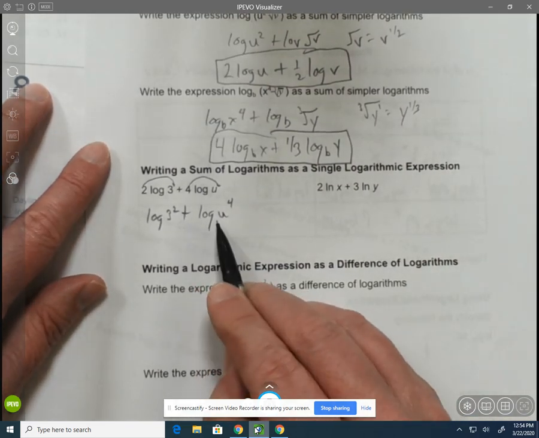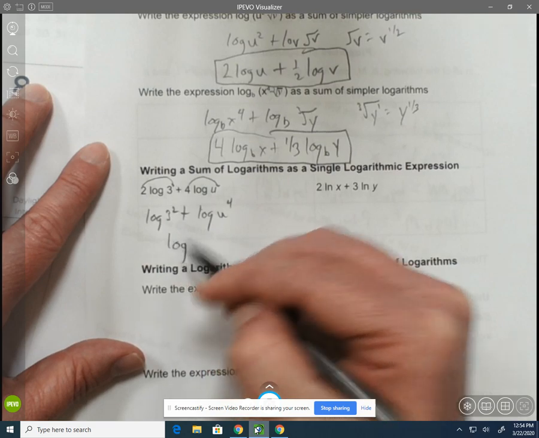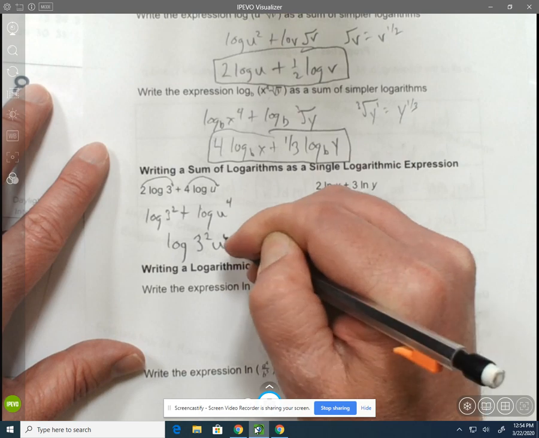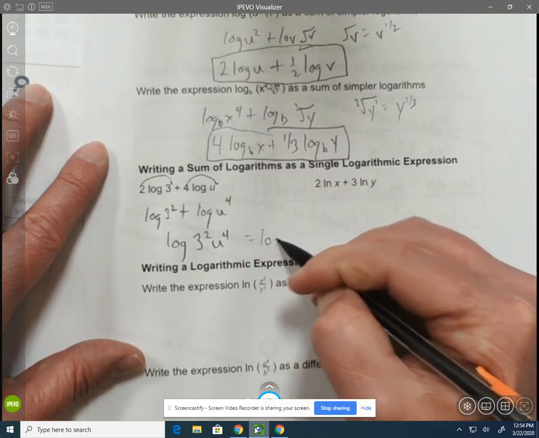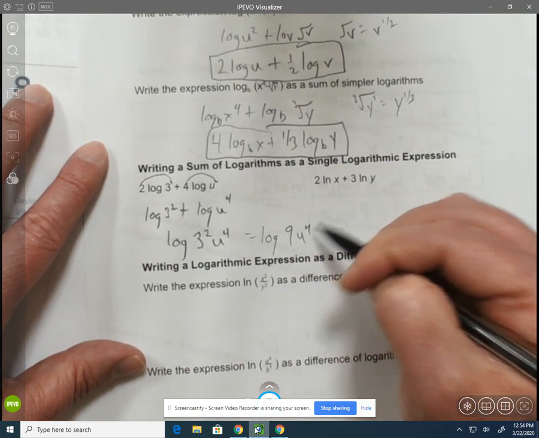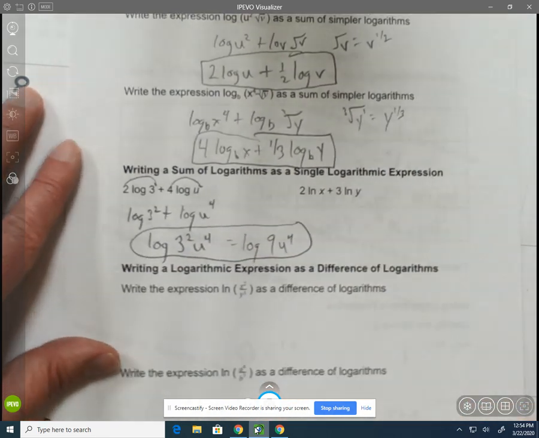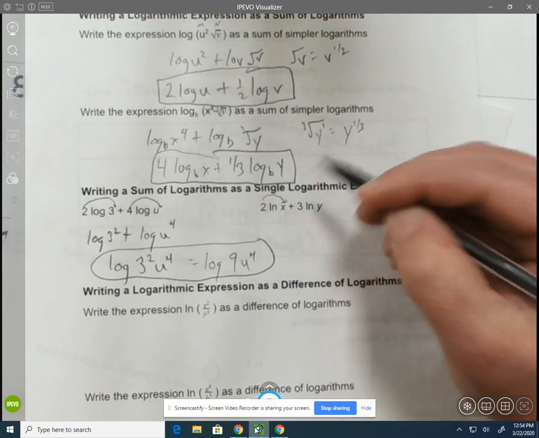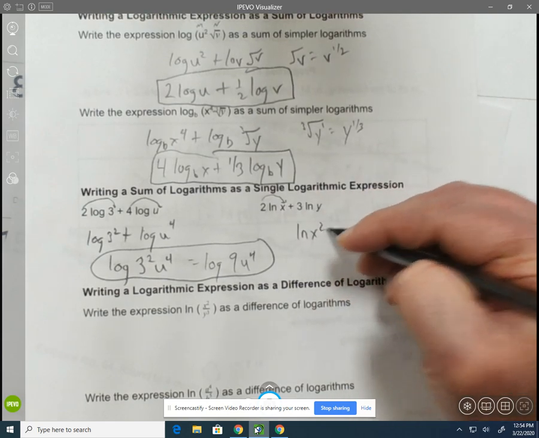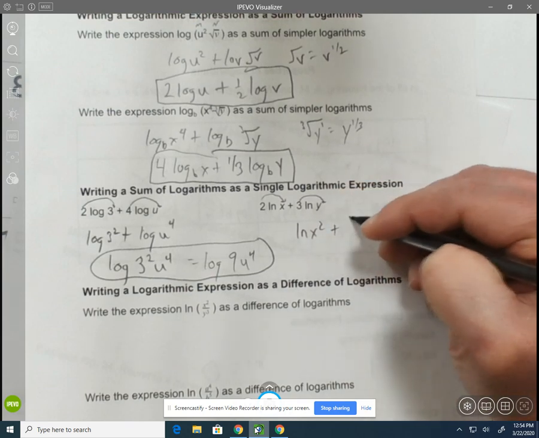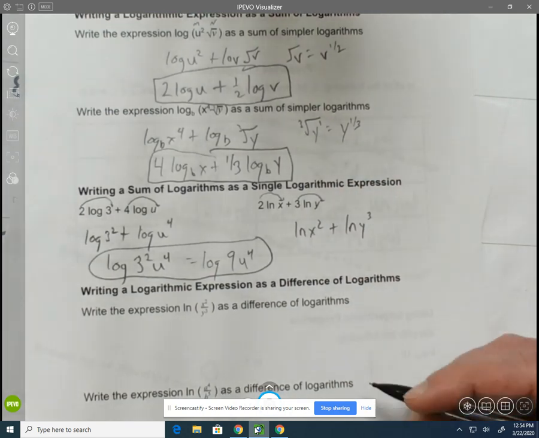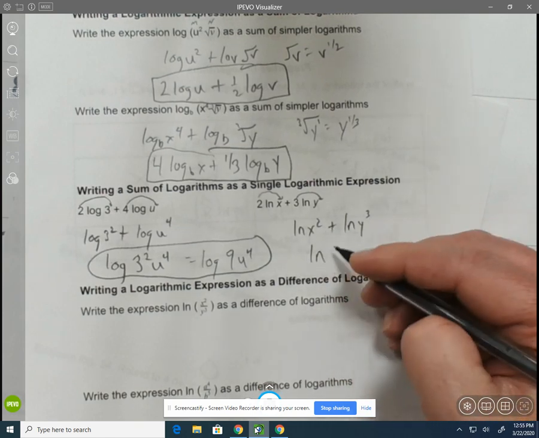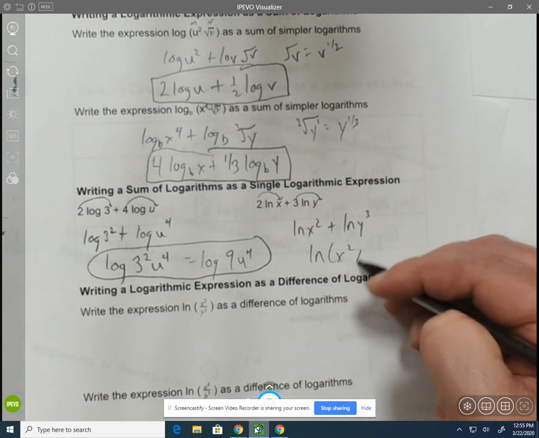And now I can write the sum of 2 logarithms as one logarithm, the log of 3 squared u to the 4th. Or you might write that as the log of 9 u to the 4th. I'd take either one of those 2 answers. Similar thing here. I can bring the 2 up, so that's the natural log of x squared plus the natural log of y cubed, which now I can write the sum of 2 natural logs as the natural log of x squared y cubed.